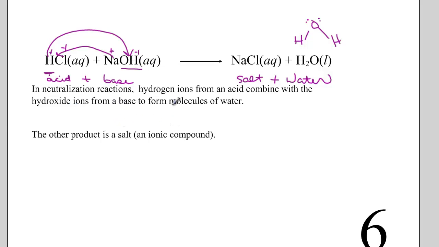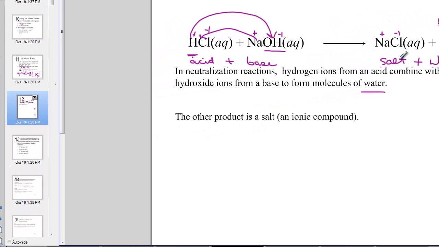So in a neutralization reaction, hydrogen ions from an acid combine with the hydroxide ions from the base, forming a neutral water molecule. Acid plus base makes salt and water. Sodium chloride, an electrically neutral compound. The positives balance the negatives. We call ionic compounds salts.